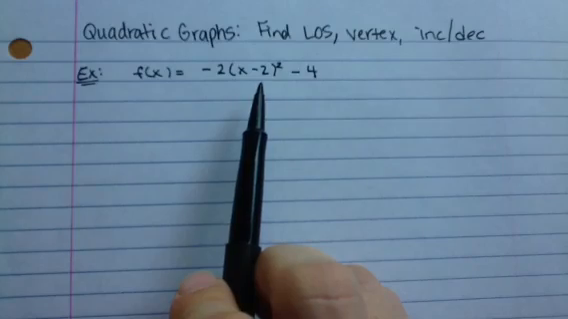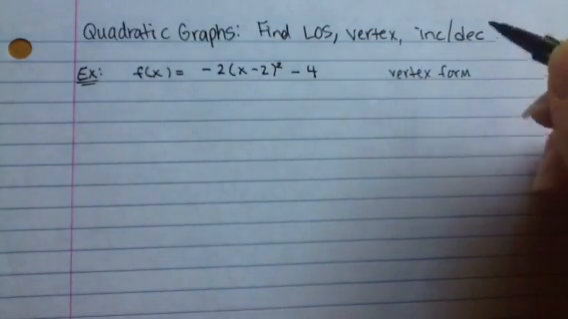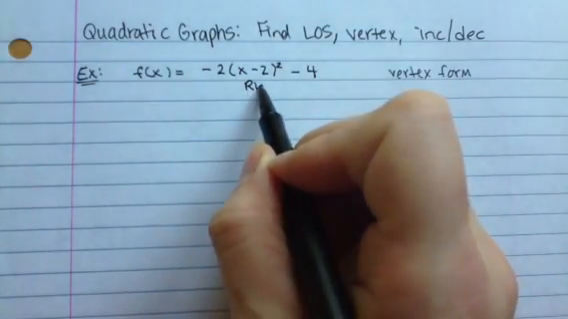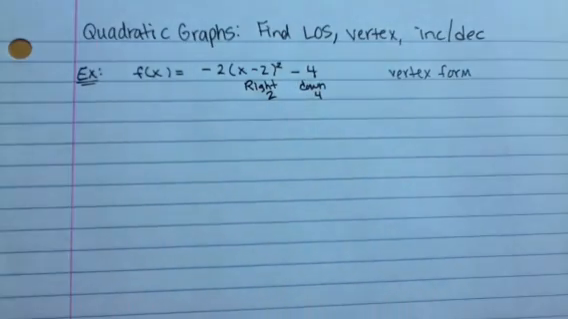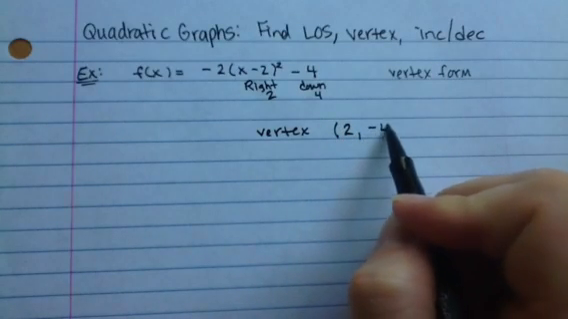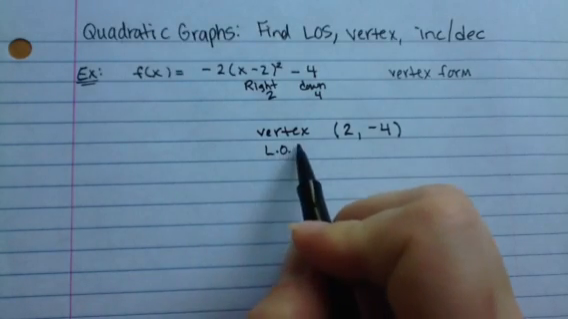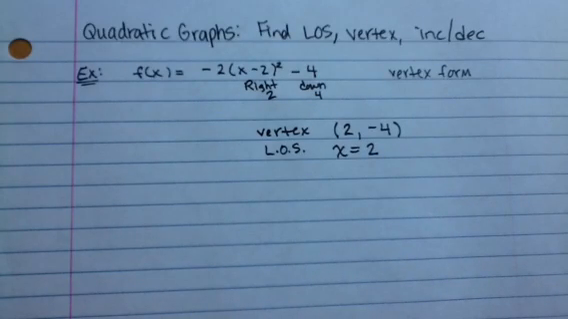In this particular equation, this is in vertex form already, so it's pretty easy to answer the question, where's the vertex, since we have a transformation, a shift right 2 here, and a shift down 4 there. So instead of being at 0, 0, the vertex for this parabola will be at 2, negative 4. Then the line of symmetry, since it's a vertical line that goes through the vertex, will be x equals 2, because it's the x value for the vertex.